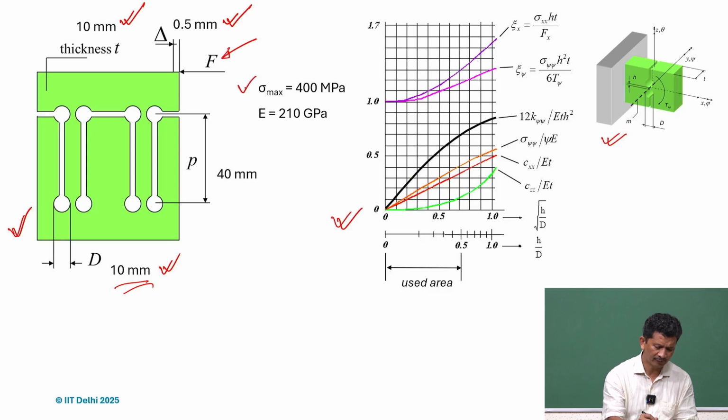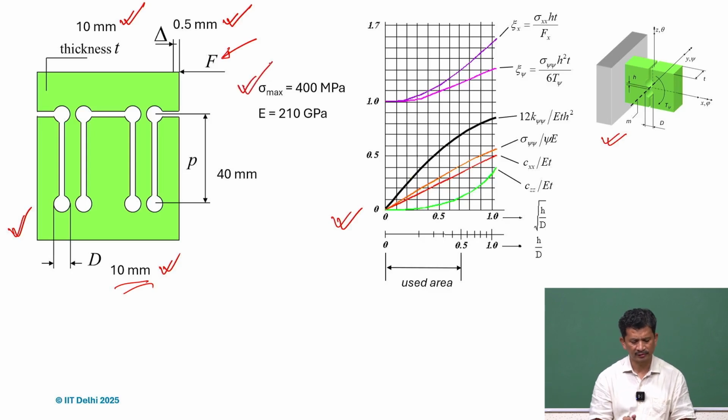So yeah, for a given material, suppose that sigma max is given. So what is the allowable stress level? Considering all the safety factors and stress concentration, all those things, suppose this number is given as 400 MPa, that is the sigma allowable, and this is the E value, 210 GPa. So then how do we arrive at h, what should be the thickness?